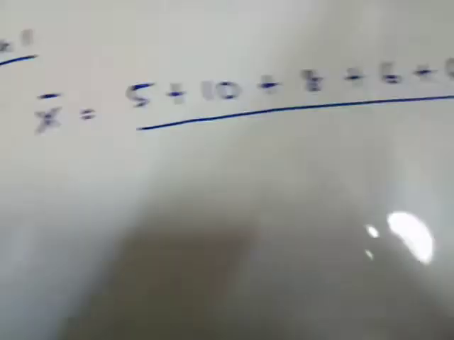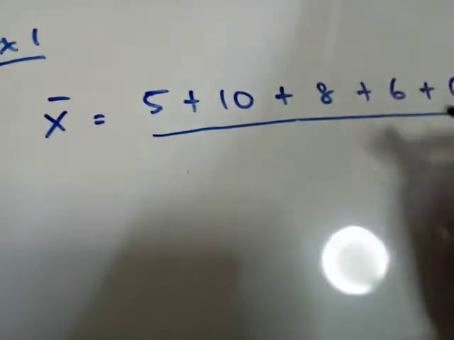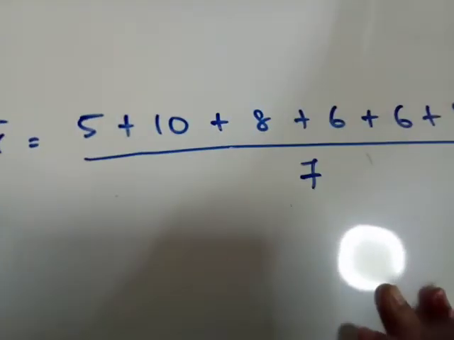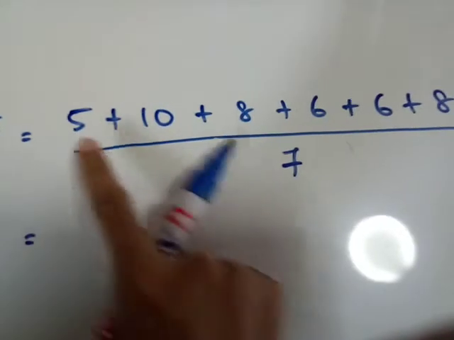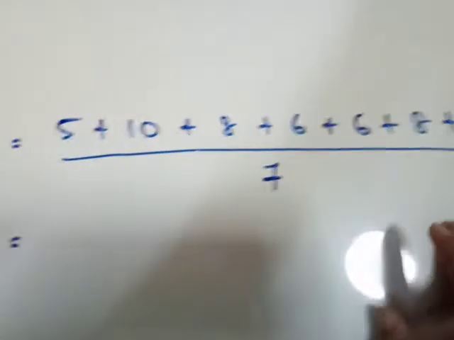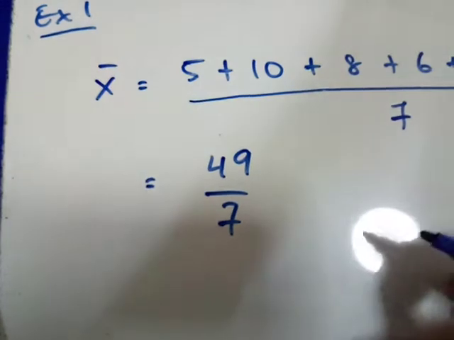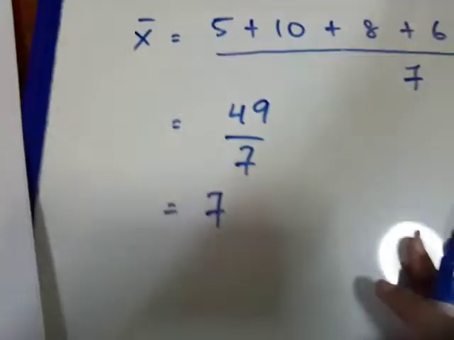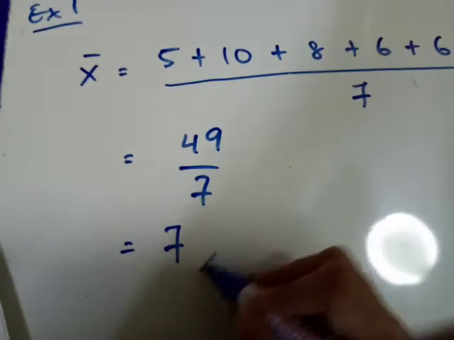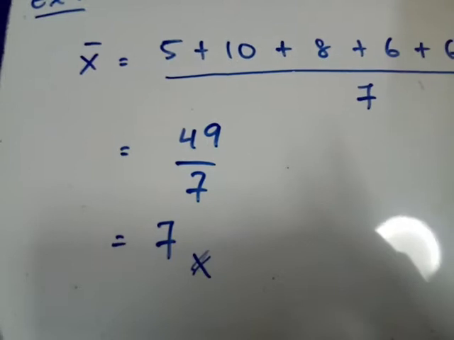The number of observations. How many observations are there here? 1, 2, 3, 4, 5, 6, 7. So there are 7 data there. So divided by 7. Okay, and then total up. Okay, 5 plus 10 plus 8 plus 6 plus 6 plus 8 plus 6 gives how much? 49 divided by 7. You get 7. So this is the answer. Okay, for mean. Okay, mean for ungrouped data.